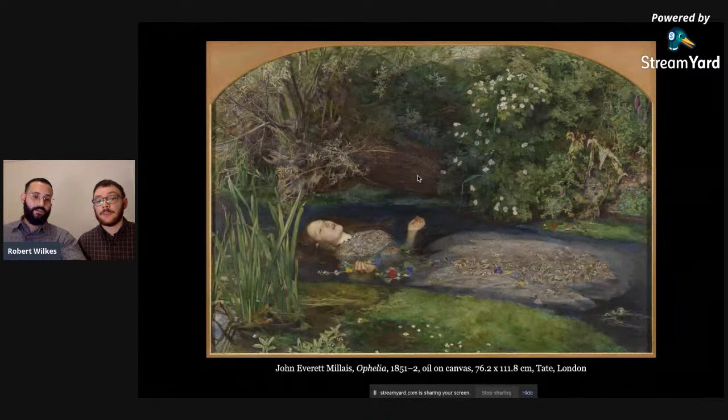And Millet, in order to paint this picture, actually went to a real riverbank outside London.